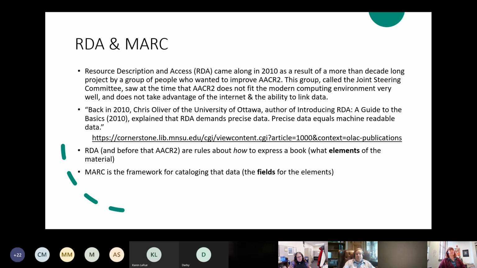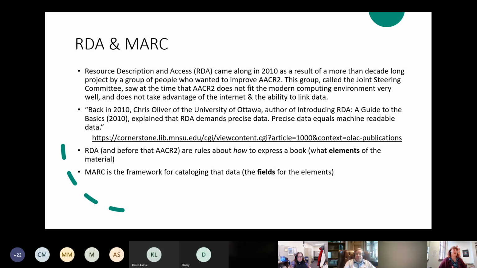So back in 2010, Chris Oliver of the University of Ottawa, who is the author of Introducing RDA: A Guide to the Basics, explained that RDA demands precise data. So that's really the reason for rules. Precise data equals machine readable data. We want it uniform. We want to be able to share things really easily and have computers be able to process it in the same way.